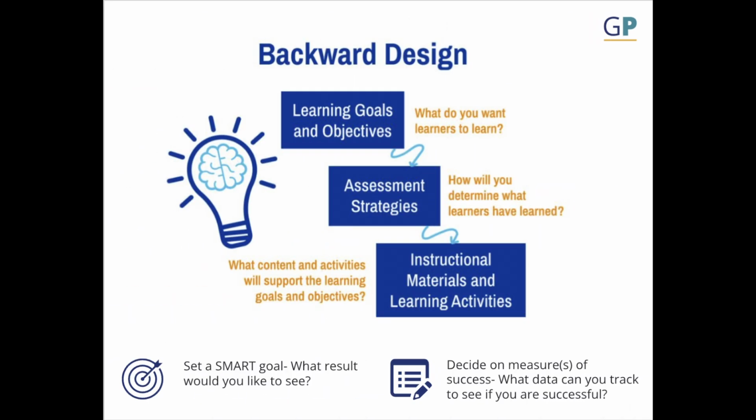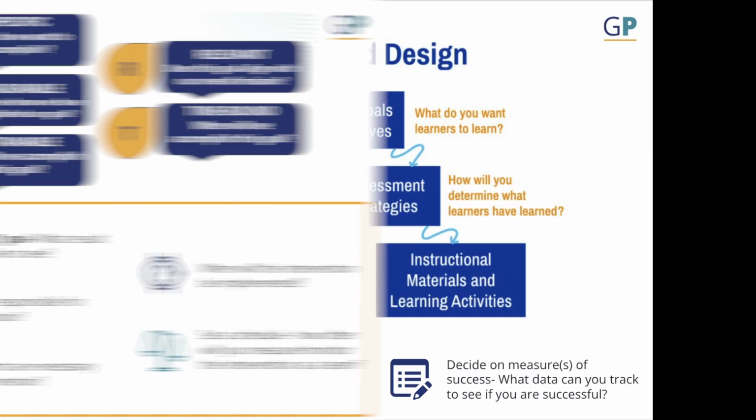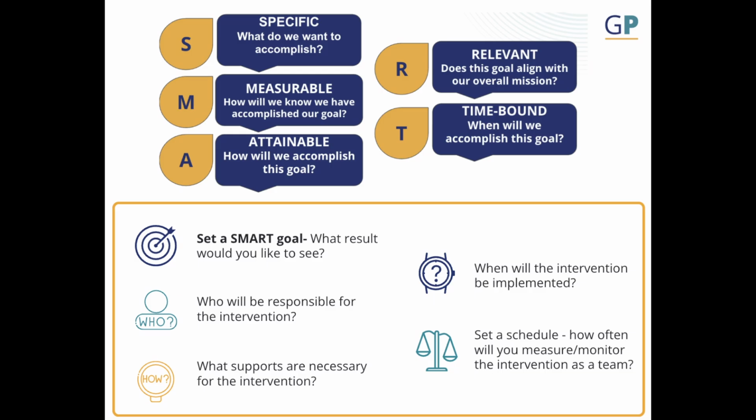Utilizing the backward design model, teams should begin intervention planning by creating a SMART goal and agreeing upon measures of success. The questions to ask are, how will we know if we are successful, and what data can we track to see progress? When planning your SMART goal, remember, they are specific, measurable, attainable, relevant, and time-bound. Then, the team decides what data will be tracked to see if there is progress in the right direction.